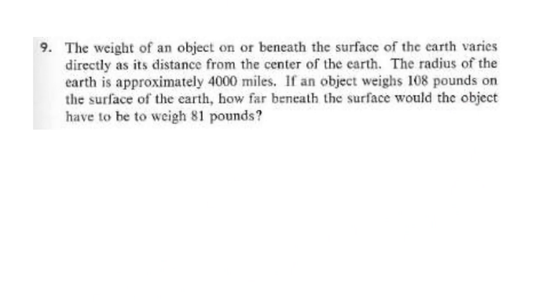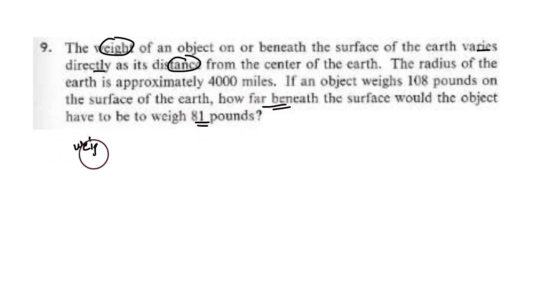Number 9. The weight of an object on or beneath the surface of the earth varies directly as its distance from the center of the earth. So our variables are weight and distance from the center of the earth. We're told that the radius of the earth is 4,000. That's like telling us that the surface of the earth is at a distance of 4,000 miles from the center. We're asked for a distance when we have this weight.